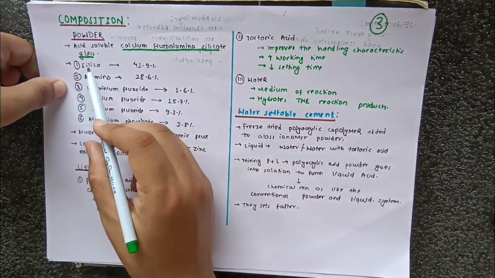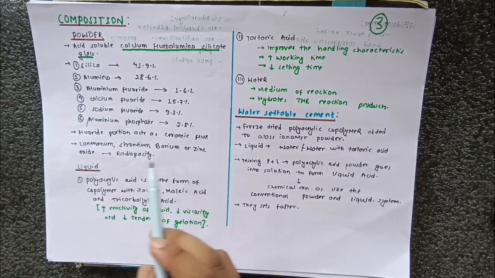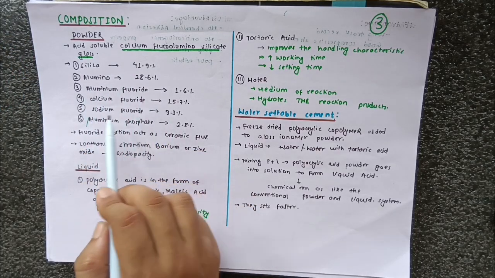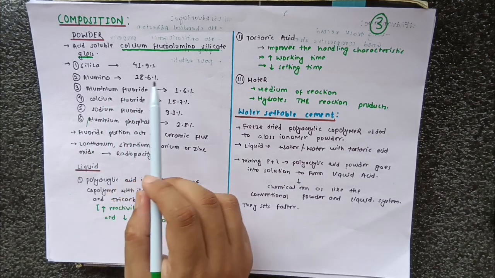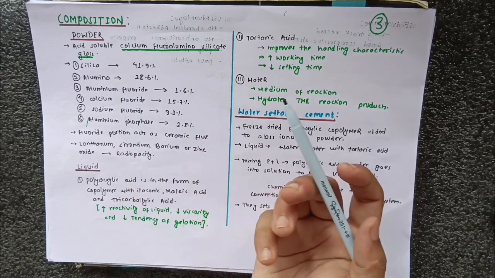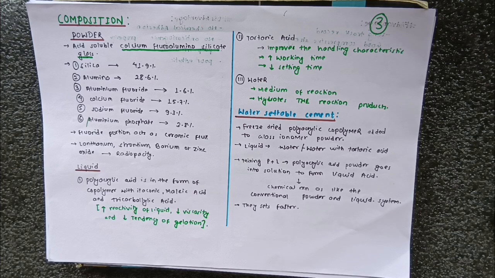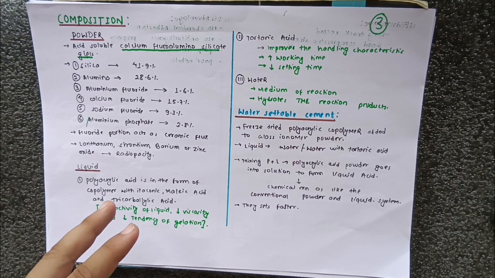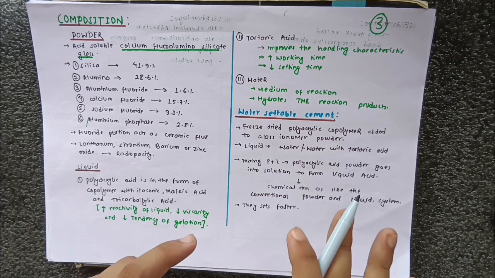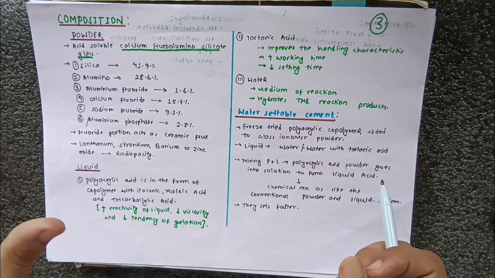After that, there are 6 constituents. The first is silica, and the others are aluminum fluoride, calcium fluoride, sodium fluoride, and aluminum phosphate. When you see this composition of the GIC, it is a bit similar to that of the silicate cement. If you have watched my silicate cement video, in that video I discussed the proper composition of the powder. So there is a little bit of similarity between the silicate cement powder composition and the glass ionomer powder composition.